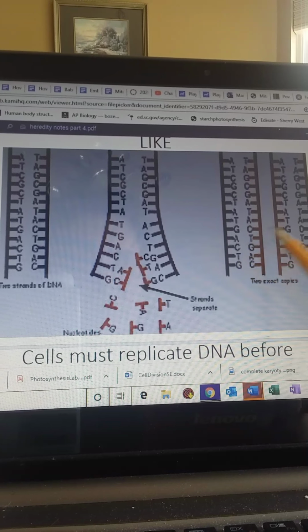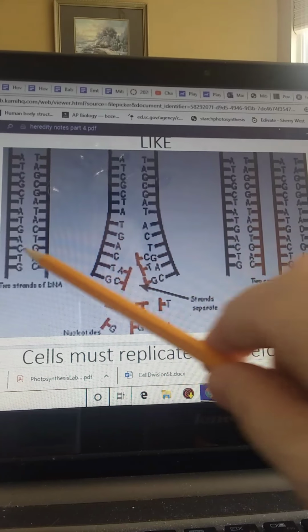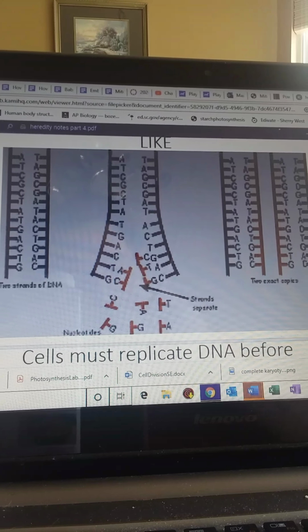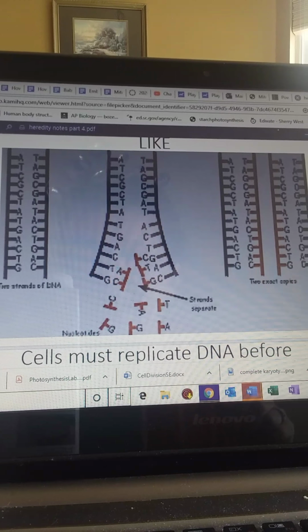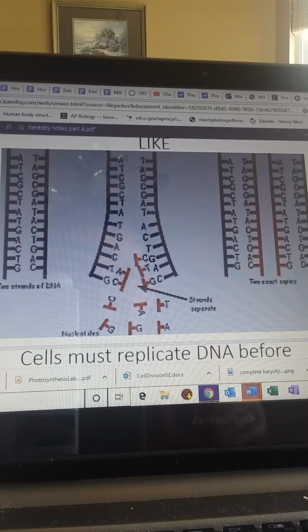So that when you're finished, you have these 2 strands, but they're going to be exactly like the first one because of the complementary base rule. G will only go with C and A will always go with T with DNA, no matter what.